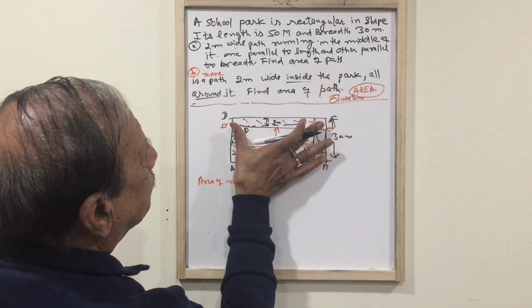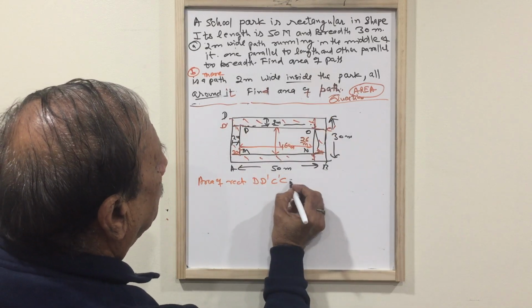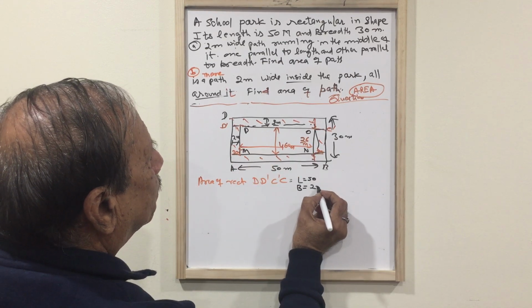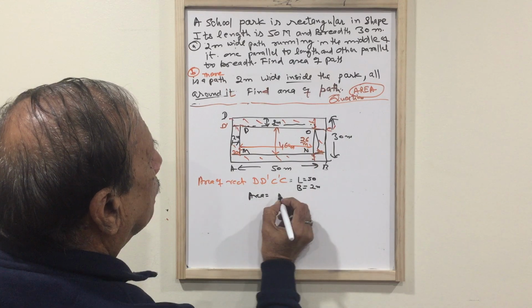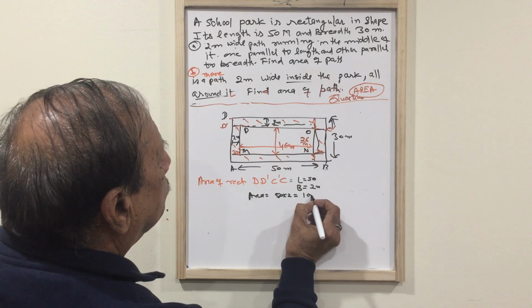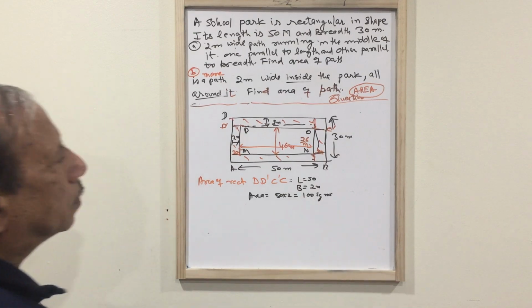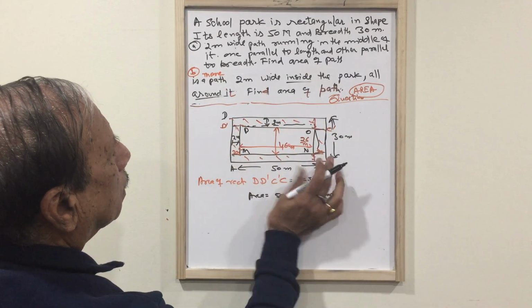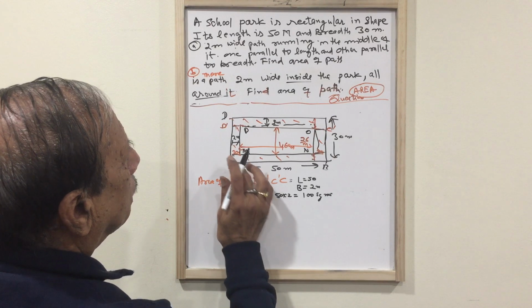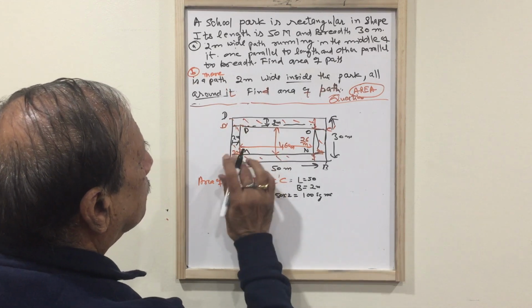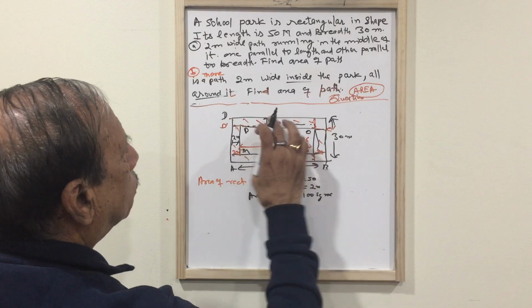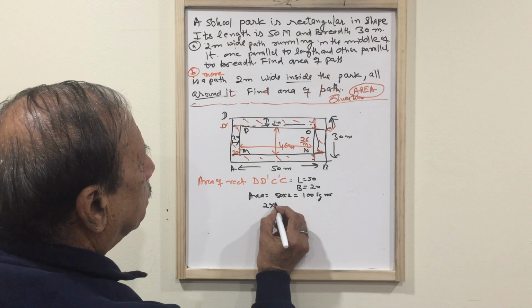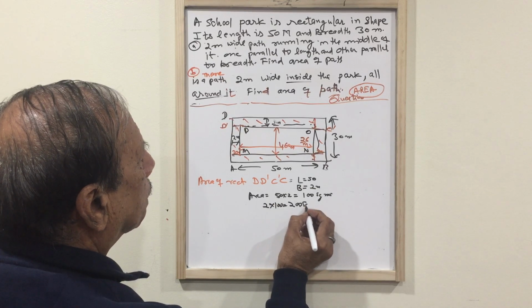So we know that the length is 50 meters and breadth is equal to 2 meters. So area is equal to 50 multiplied by 2 is equal to 100 square meters. This is one rectangle, another rectangle is this one. So there are two rectangles, so we multiply by 2 to get the area of these two opposite rectangles. That is 2 multiplied by 100 is equal to 200 square meters.